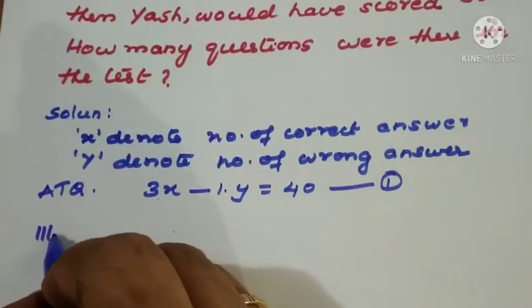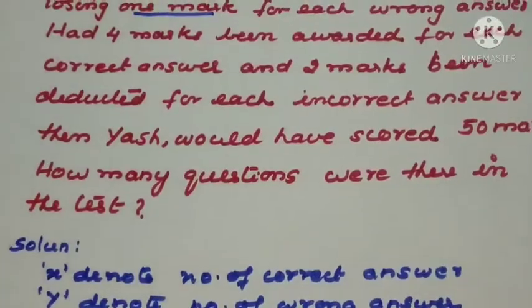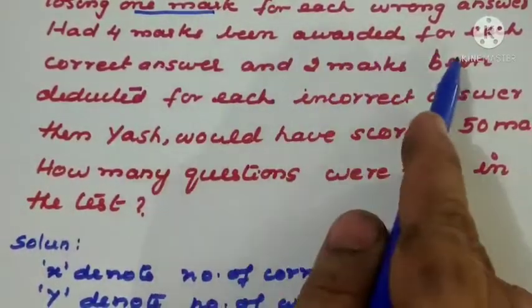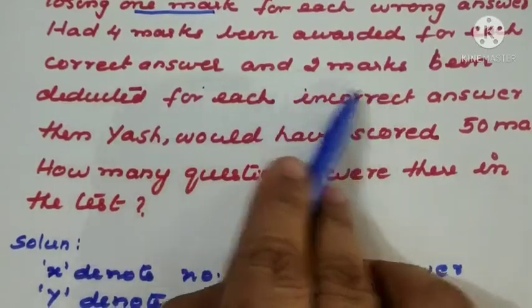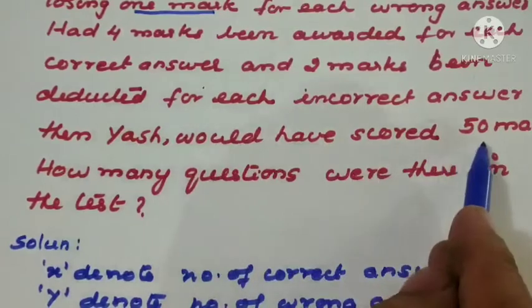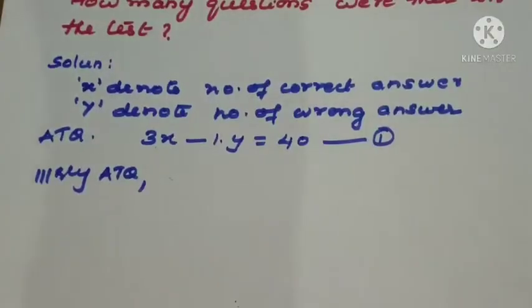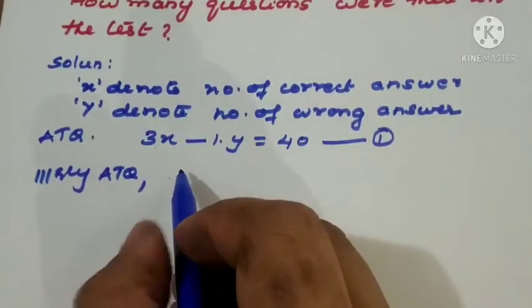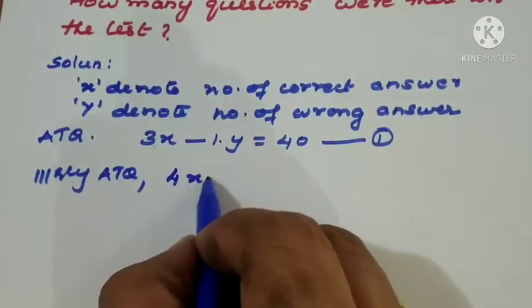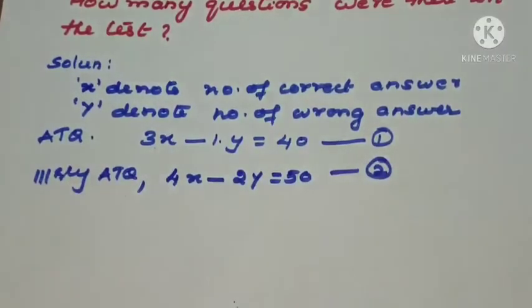Now similarly, the second case we have to read now. Had 4 marks been awarded for each correct answer and 2 marks deducted for each incorrect answer, if that is the situation, Yash's score will be 50. So according to the same question, case 2: 4 into x minus 2 into y equal to 50. This is according to the question.